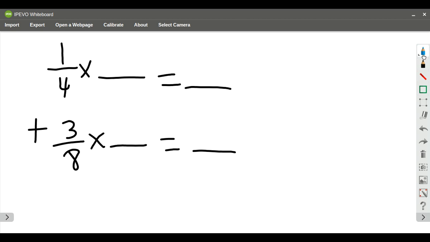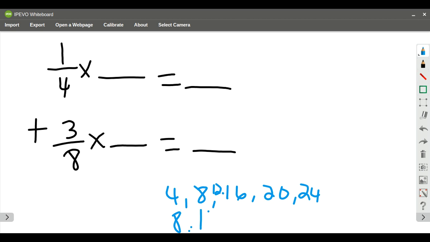So the first thing I need to do, if I don't know what the least common denominator is for 4 and 8, is to list out my multiples. So I'm going to start listing out my multiples of 4. So I have 4, 8, 12, 16, 20, 24, and I'm going to stop there. Now, I'm at the point where I can recognize that 8 is going to be my least common denominator, because right here I saw 8.